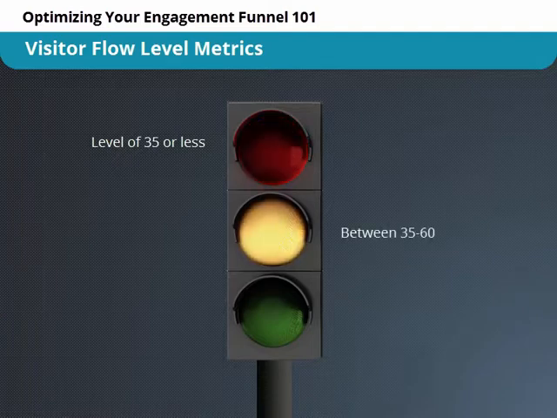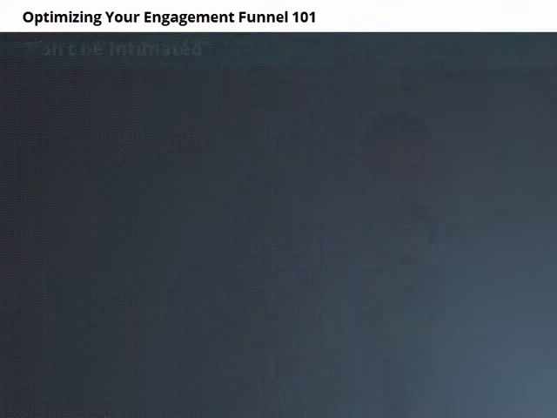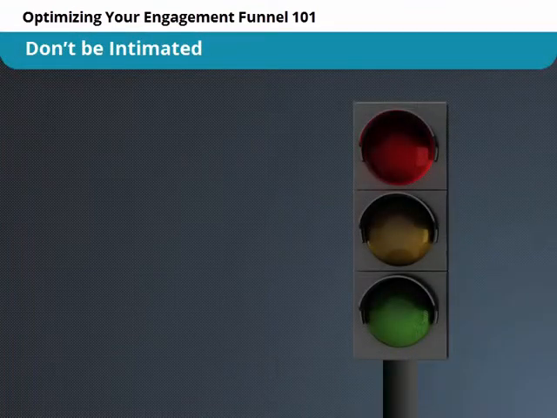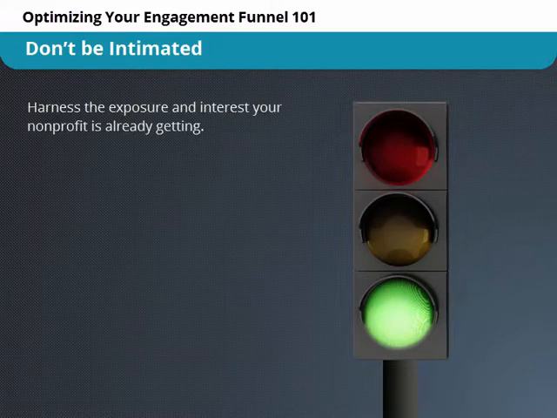A flow level between 35 to 60 puts you into the yellow zone. A visitor flow level of more than 60 puts you into the green zone. The amount of traffic you need to reach a green light for your visitor flow level might seem intimidating, but it's often more a matter of harnessing the exposure and the interest that your organization is already getting and funneling them into your online engagement funnel.